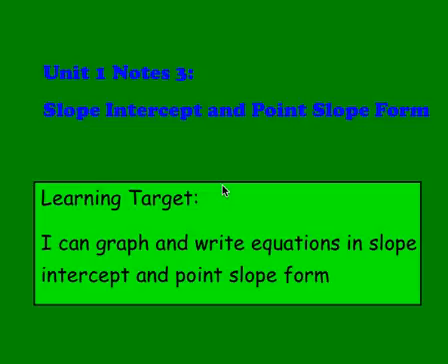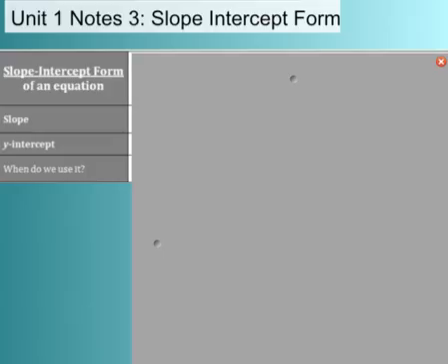Unit 1, Notes 3: slope, intercept, and point slope form. I can graph and write equations in slope, intercept, and point slope form. What we want you to be able to do is graph and write equations in slope, intercept, and point slope form. Alright, I repeated myself. Alright, really quick, slope-intercept form.